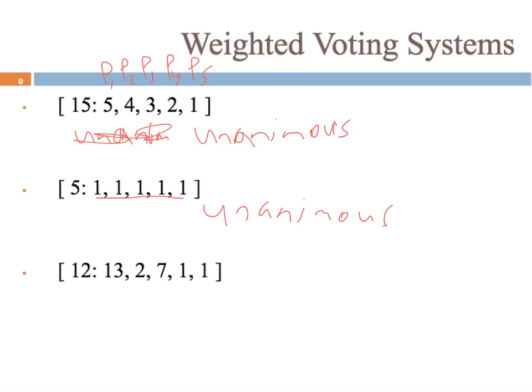And our very last example, we have a quota of 12. Notice that player 1 has more than the quota, with 13. So we can already say that player 1 is a dictator. They control that game. They don't need anybody else. Also notice that the other group of players could not pass the motion even if they wanted to without player 1. These all add up to only 11, so that's still not enough.